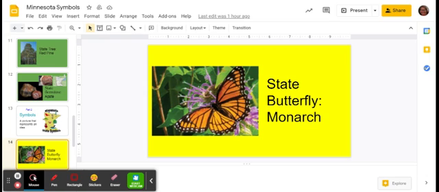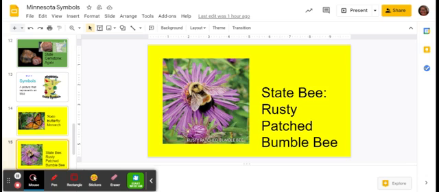Every fall, these monarch butterflies migrate, meaning they leave the state of Minnesota and they travel all the way down along the Mississippi River, all the way down to central Mexico. We also have a state bee. Who would have known? The rusty patched bumblebee is our state bee. And it became our state bee as a symbol for the state in 2019.